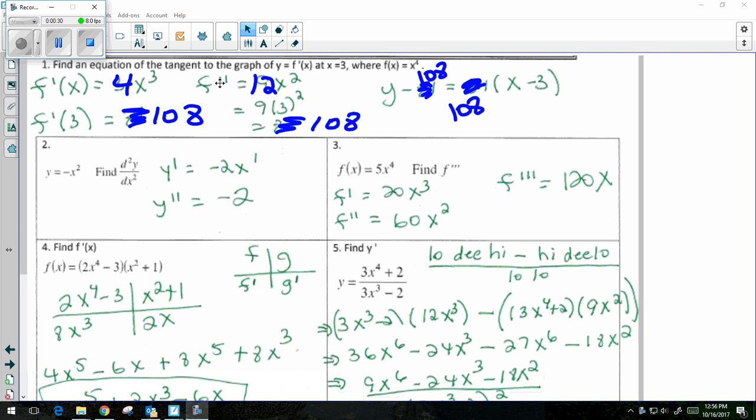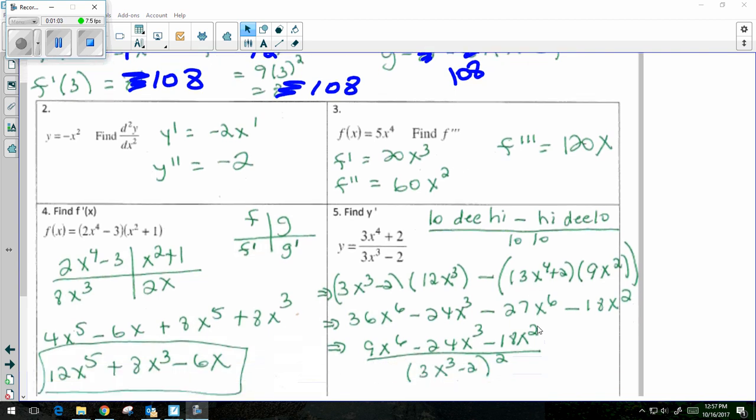We're looking for the line tangent to 4x cubed when x equals 3. So then we do f double prime equals 12x squared. So when x is 3, we plug in 3, we get 108. So here's our slope, the derivative. And when we plug in 3 for y, so over here, 4 times 3 cubed, we also get 108. And so here's the equation of our tangent line: y minus 108 equals 108 times (x minus 3).